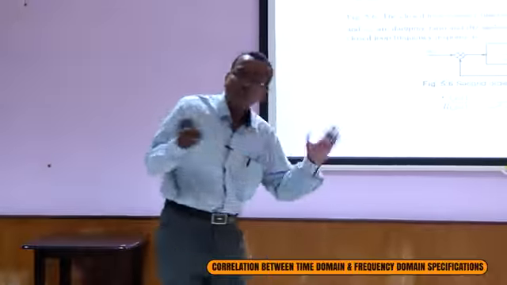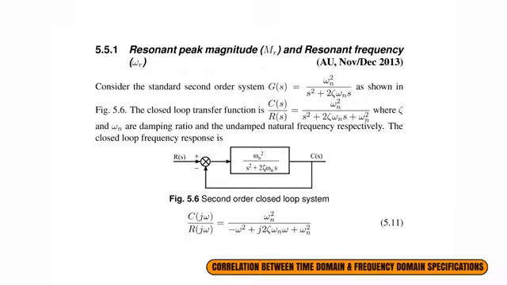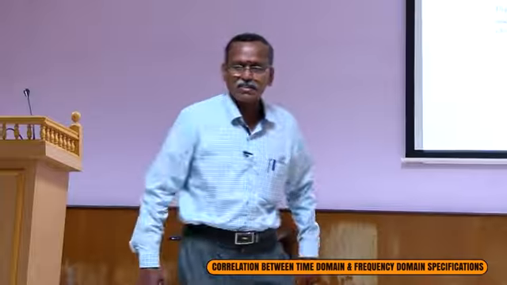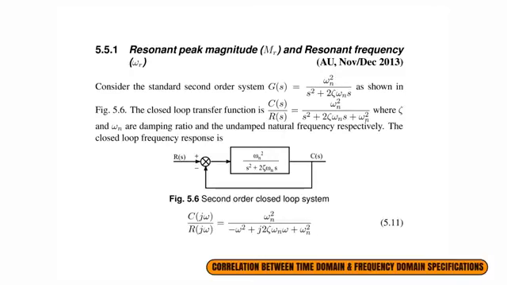What is the correlation between zeta and the frequency domain specifications that we are seeing here? This is the system we are considering: G of S equals omega n square upon S square plus 2 zeta omega n S. What is the order of the system? It is second order. In S square plus 2 zeta omega n S, we can take one S outside the denominator. That's why it is a type 1 system.